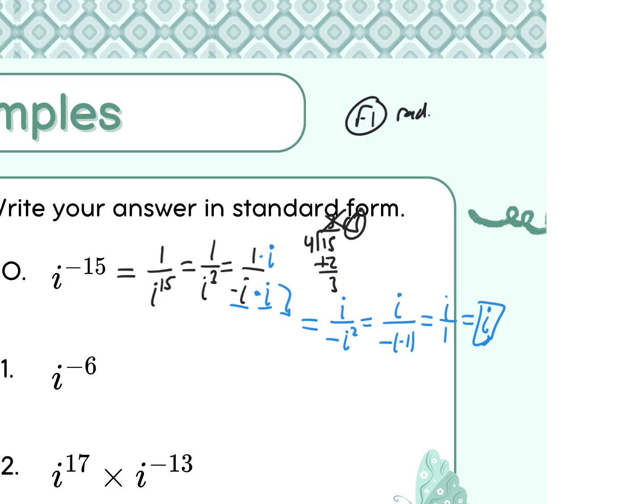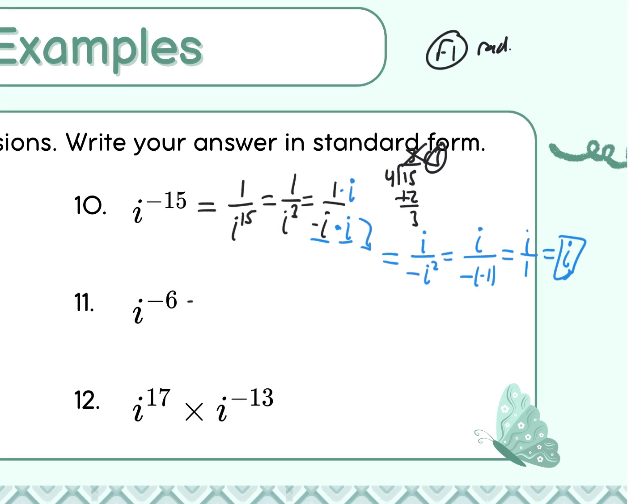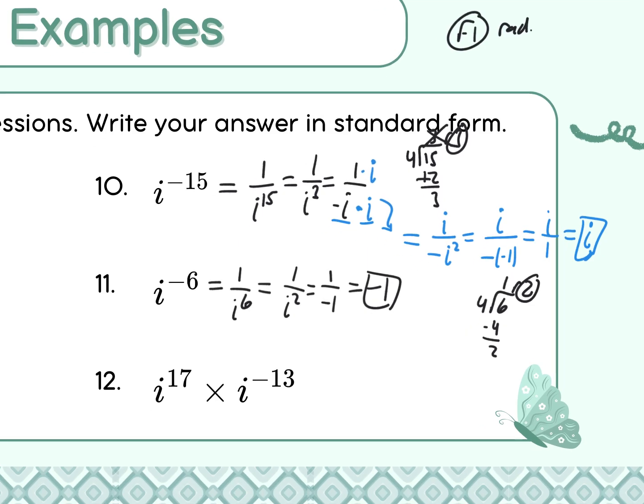All right, we can do the exact same thing with the next one. Any negative exponent I can move to the bottom. And then so this is going to turn into 1 over i to the 6th. And I can do the same thing, right? Long division, right? I get a remainder of 2, which is i squared. So I get 1 over i squared, but i squared is negative 1. So I get 1 over negative 1, which is just negative 1. There's no more i's. I don't have to simplify that any further. I just get negative 1 as my answer.